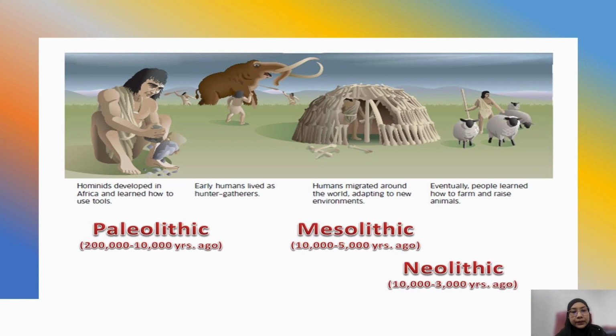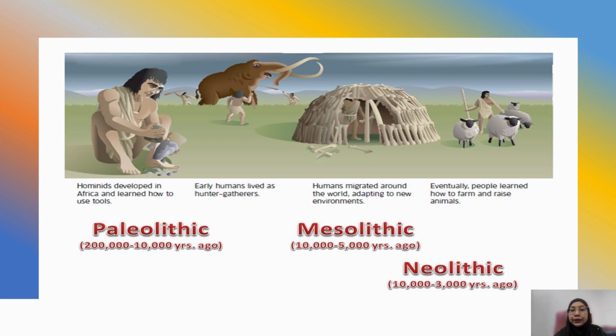You can see the activity here. They use the big stone for making a fire. They also live basically in the area of the river and also in caves. They also start hunting animals. And for the Mesolithic, they try to shift from living in the cave. They try to build their own shelter.